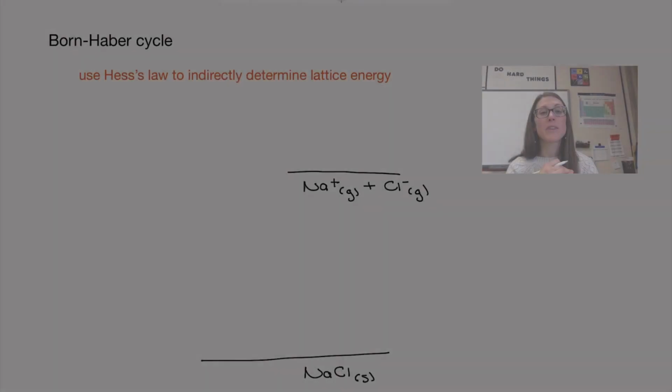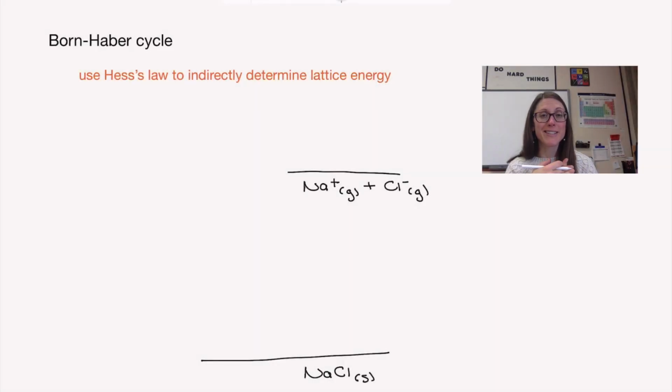Actually getting a value for the lattice energy isn't something we can do by experiment because it's really hard to take an ionic solid and actually separate it into gas phase ions. So generally what we do is we take Hess's law and we do what's called a Born-Haber cycle. This is just Hess's law in order to determine lattice energy. I'm going to show you one example for sodium chloride, kind of the classic.